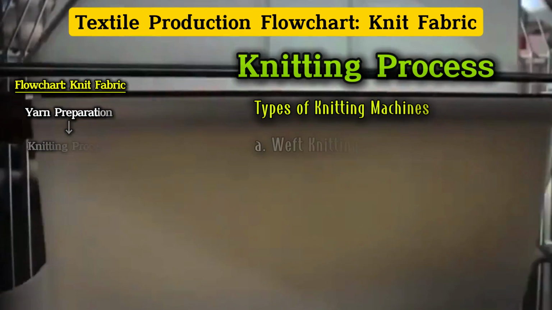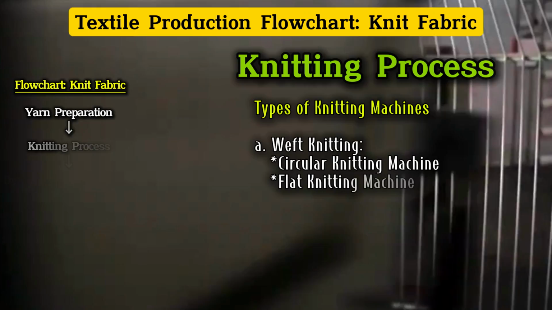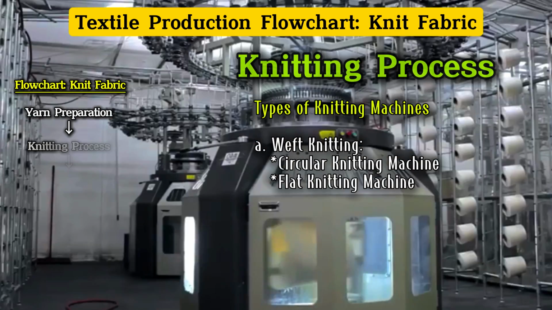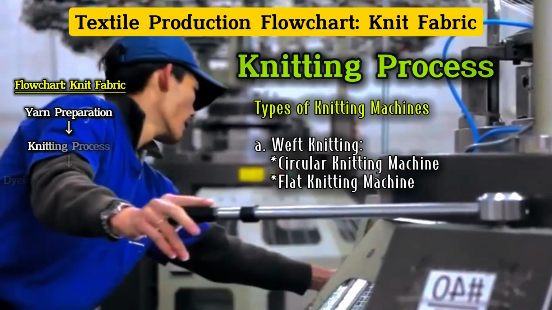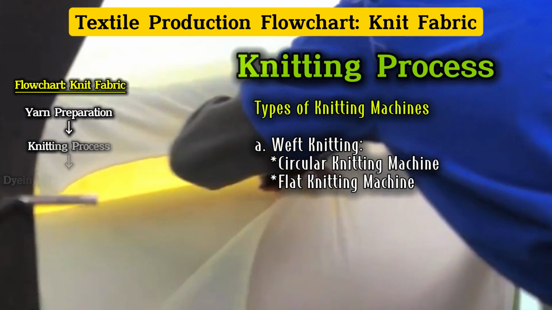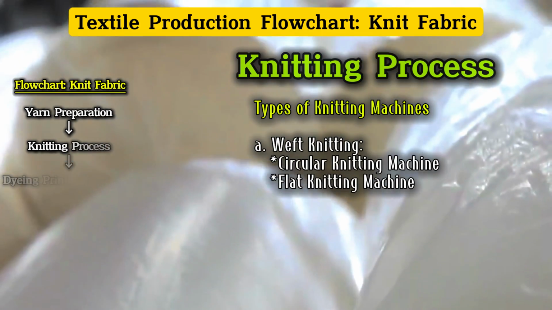Types of knitting machines. Weft knitting. Circular knitting machine. Produces tubular fabric by feeding yarns through a circular set of needles. Common for t-shirts, hosiery, and other stretch fabrics. Flat knitting machine. Used to produce flat fabric, often used in sweater production.